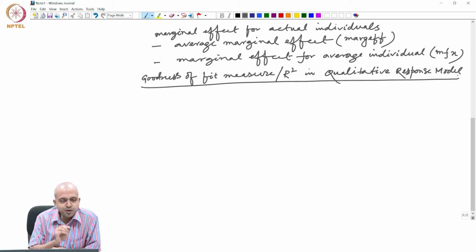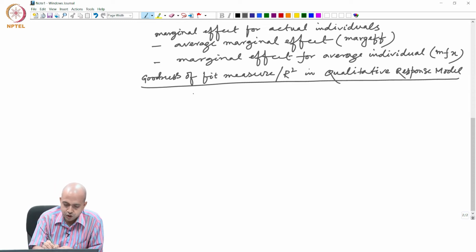Now, you have to keep in mind that the standard interpretation of R square, the R square which we derived earlier in case of the classical linear regression model, is no longer applicable in qualitative response model. So, standard R square makes little sense in the context of qualitative response model.